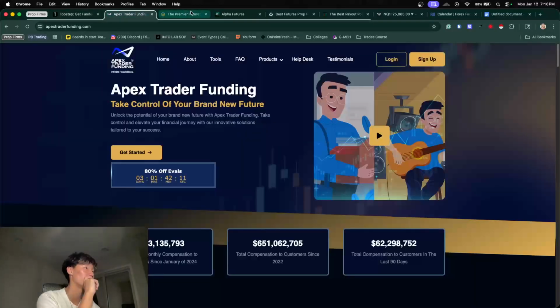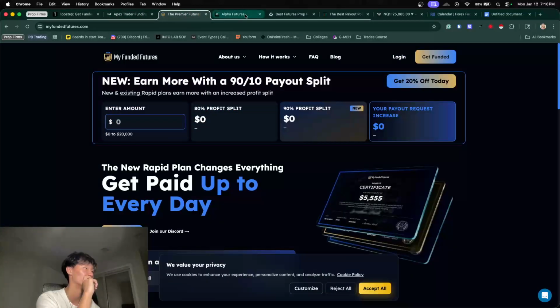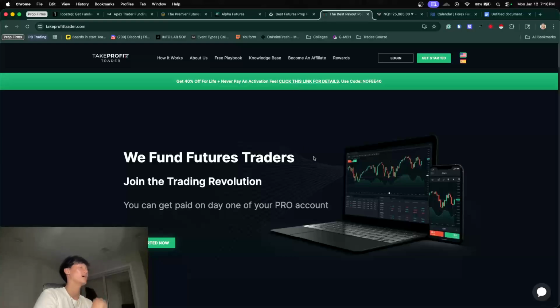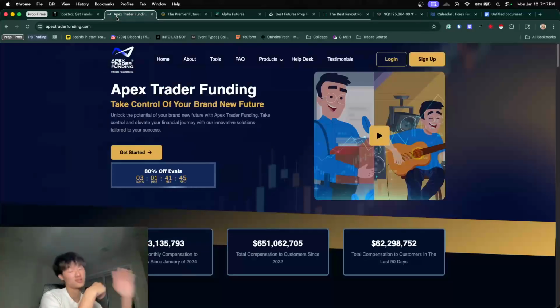Top Step, Apex, My Funded Futures, Alpha, Tradeify, right? And Take Profit. Now, let's say you're in a certain scenario and I suggest which platform to use. Let's say you already know how to trade, you've already got your strategy down, you've been pretty consistent, and you want to scale. Apex is the way to go.